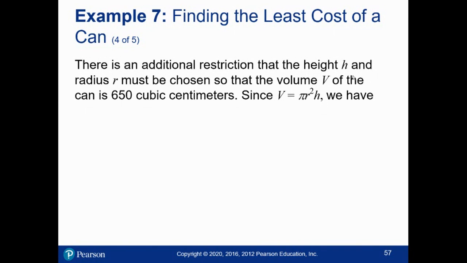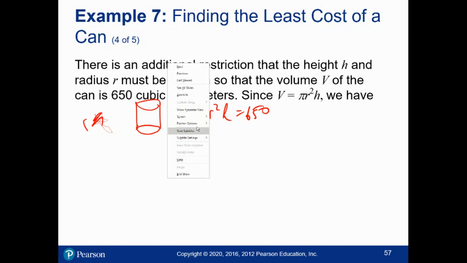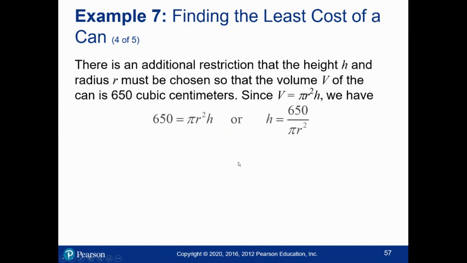But the volume of a cylinder is pi r squared h. It's the area of the base times the height. And we know that's supposed to be 650. So use that information. Gives me h must be 650 over pi r squared.